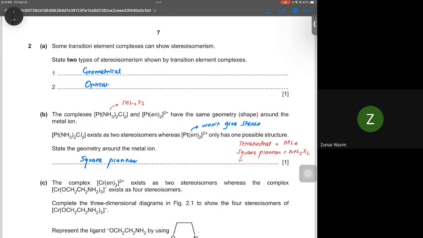State the geometry around the metal ion. So this compound, platinum en2, would not give you a stereoisomer. Why? For stereoisomer, the mirror images should not superimpose on each other. They are the same ligands, so they would superimpose on each other. So I cannot say that they are going to give you stereoisomer.